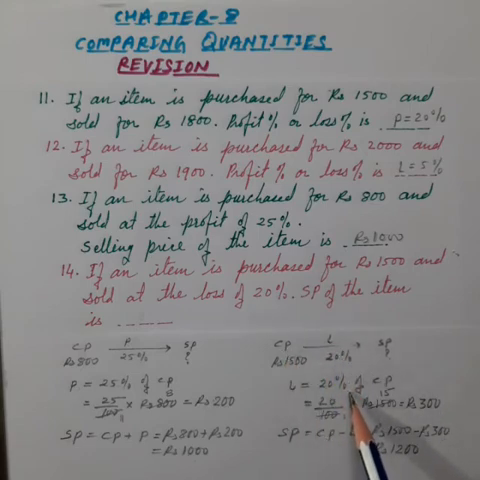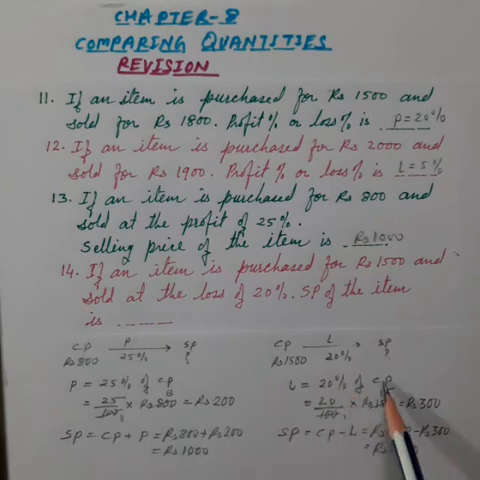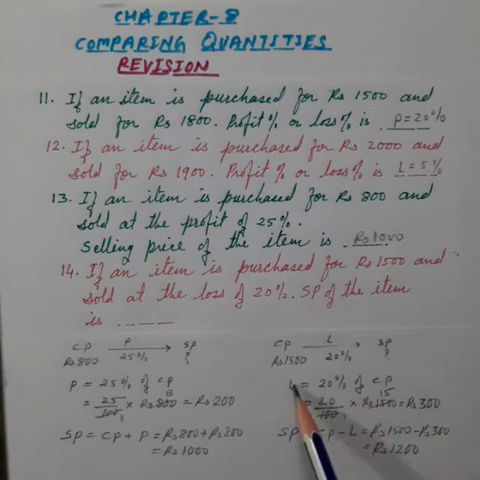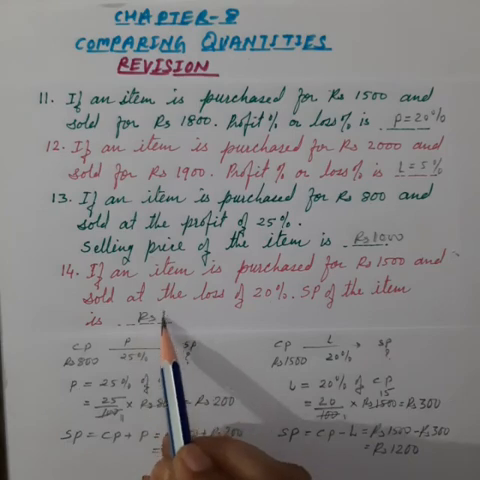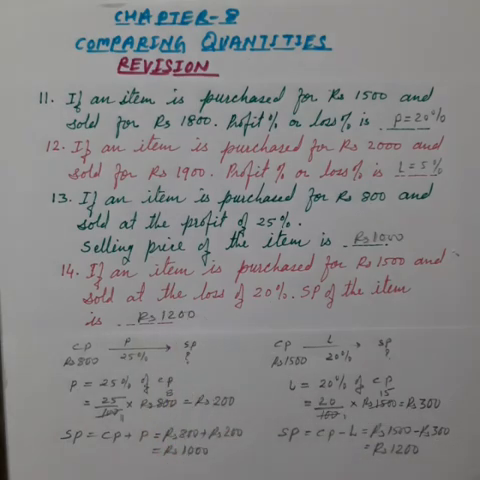Loss percent is calculated on cost price. So loss is 20% of cost price. 20 for percent, denominator 100. Of means into, and cost price is 1500. 100 ones are 100 and 100 15s are 1500, and in numerator 20 into 15 we get rupees 300 loss. Subtract this loss 300 from cost price. We get selling price rupees 1200. So here selling price is rupees 1200.